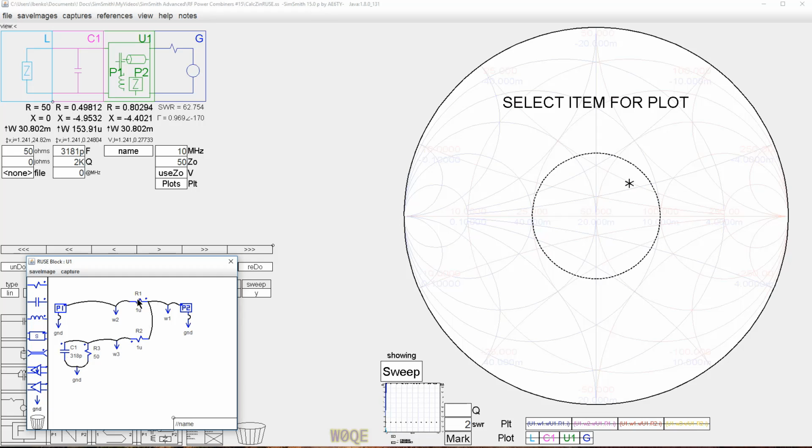What I'm going to do here is with two resistors, and if you notice closely, the phase dot on the two resistors is different. The phase dot is a SimSmith convention, like it is in a lot of programs, as to which way the current is flowing in a component.